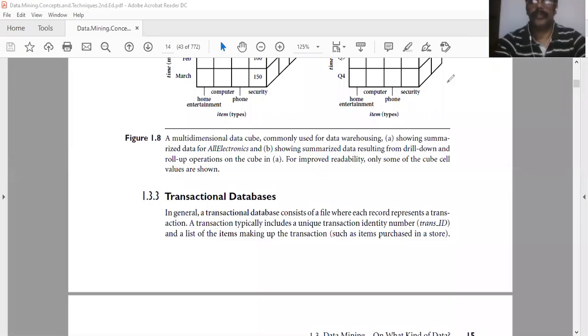Welcome. We have already discussed two types of data repositories, relational database and data warehouse. The next data repository is the transactional database. So what is a transactional database?